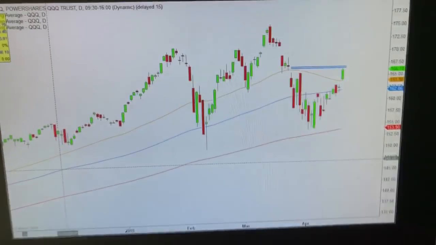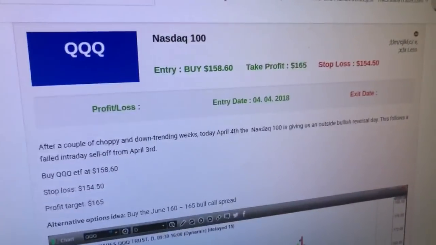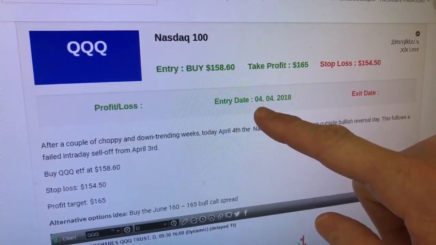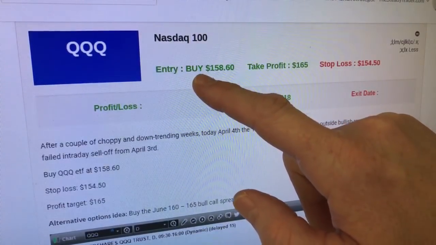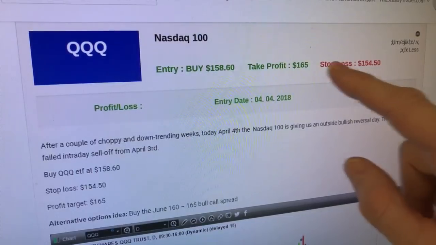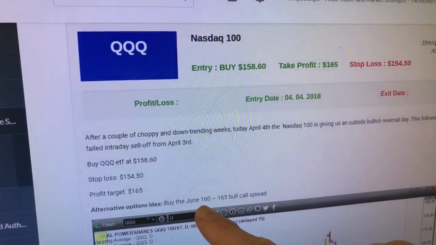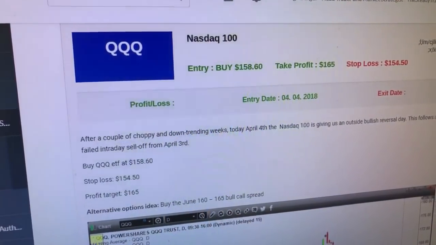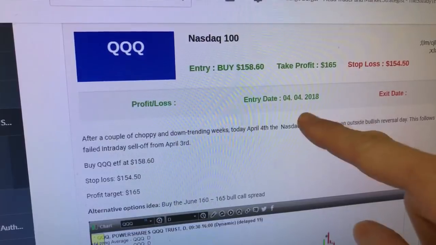So let's change the video here. First of all, notice that the trade alert that we sent out to clients looks something like this. In fact, not something, this is exactly it. So you can see on the 4th of April, we sent out that one could buy the QQQ at $158.60 with a stop loss at $154.50 and a profit target at $165. One could have also alternatively bought the June 160, 165 bull call spread. Again, we bought it at 158.6. This is time-stamped on the 4th of April.